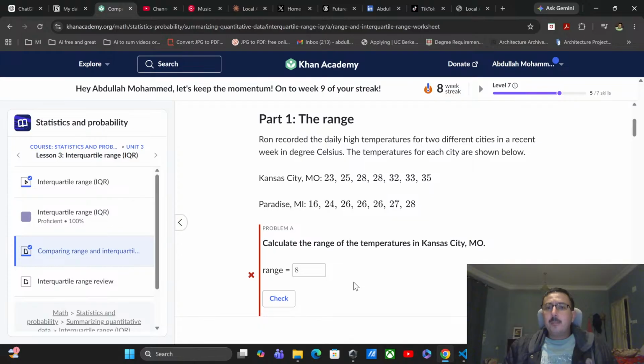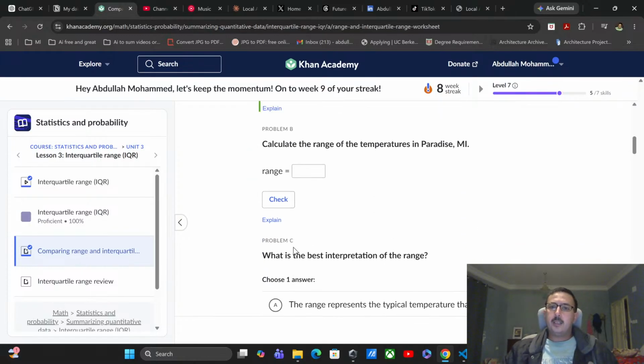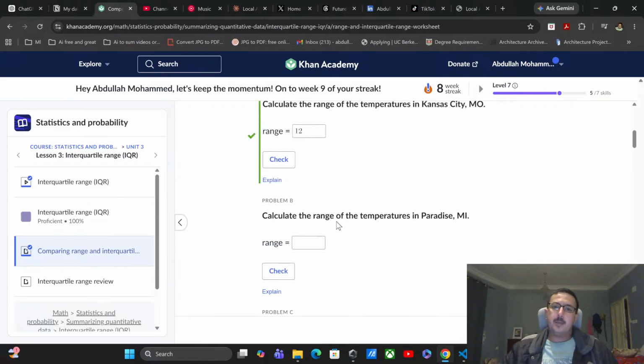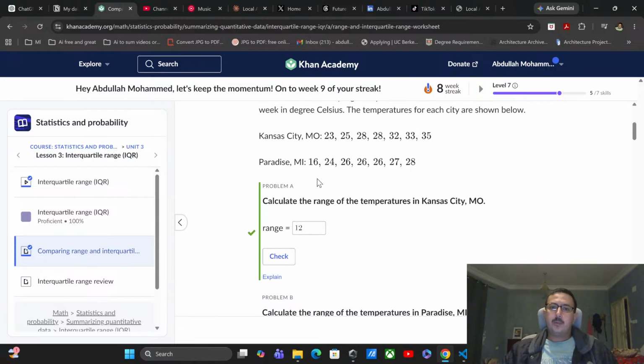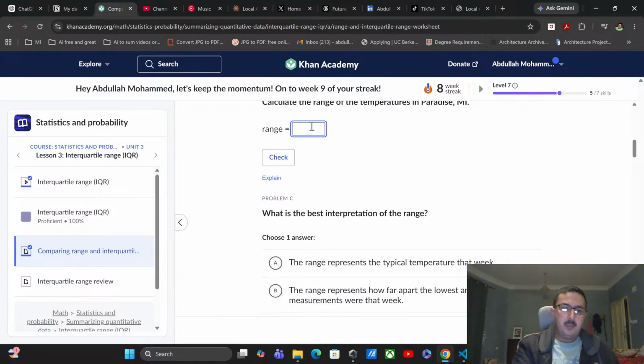The range of the temperature. It's not the interquartile. The range is the highest, which is 35, minus 23. 35 minus 23 is 12. Okay. Calculate the range of temperatures in Paradise, MI. We got 28 minus 16. That's 12 also.